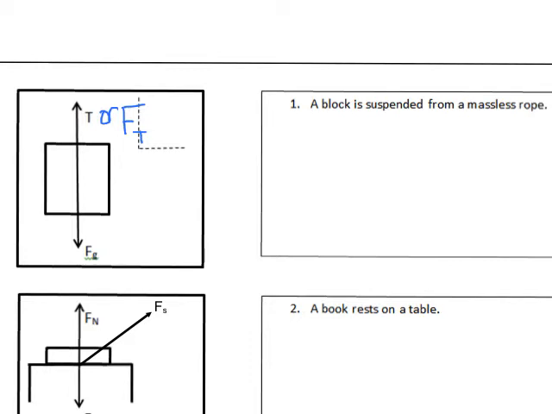Is the block sitting on any kind of surface? Nope, so there's no normal or friction, and it's suspended, so it's not swinging in the breeze or anything, so there's no air resistance here either. So this one would be an example of a correct free body diagram. And that's it. By the end, we're going to put all of these things together, and you'll practice drawing them.